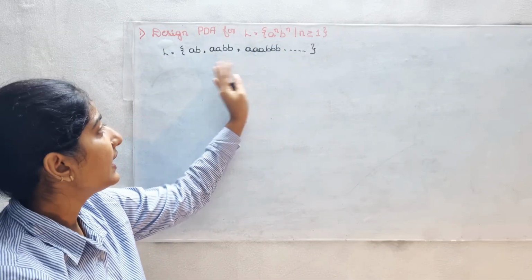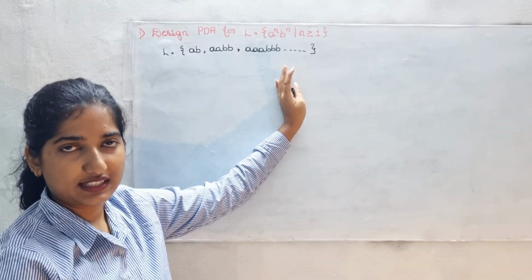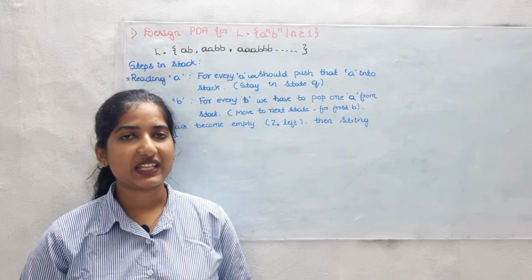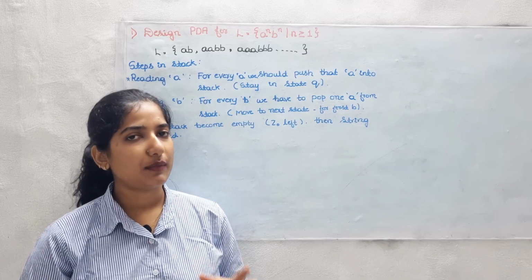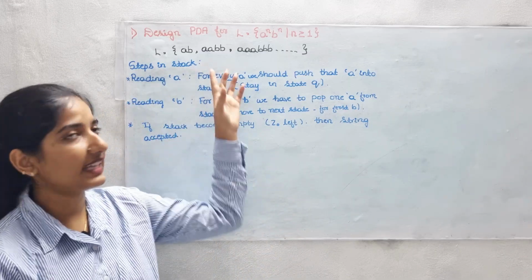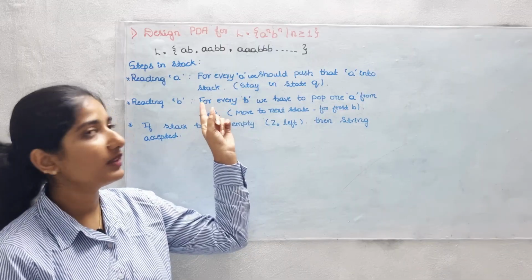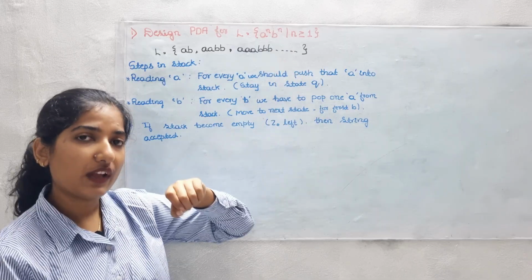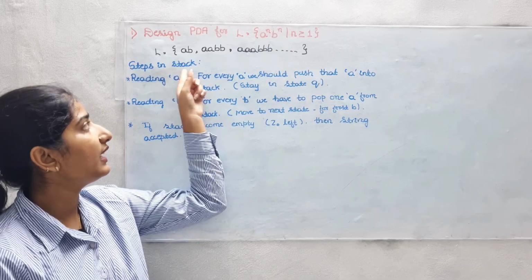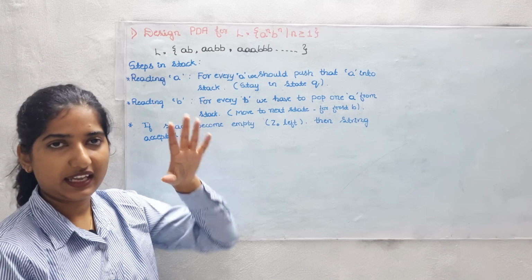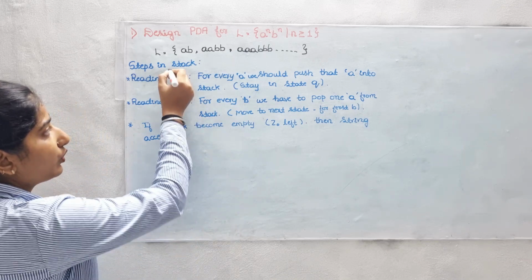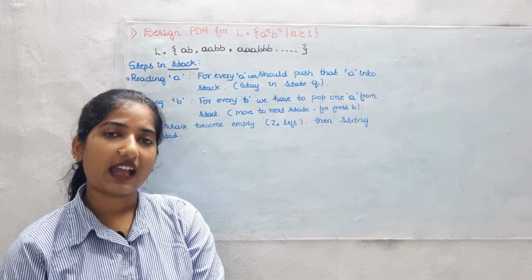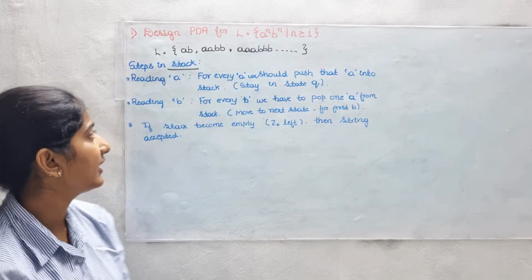Now we have to design a PDA for this. We already know that a DFA has some problems, like it has finite memory. It cannot memorize the number of a's and b's, which means in this problem we have to match the number of a's with the number of b's, right? So what do we have to do? We have to use the powerful machine, that is the PDA, which has a stack to remember the number of a's and b's. So how does the stack work? We have to see, right?